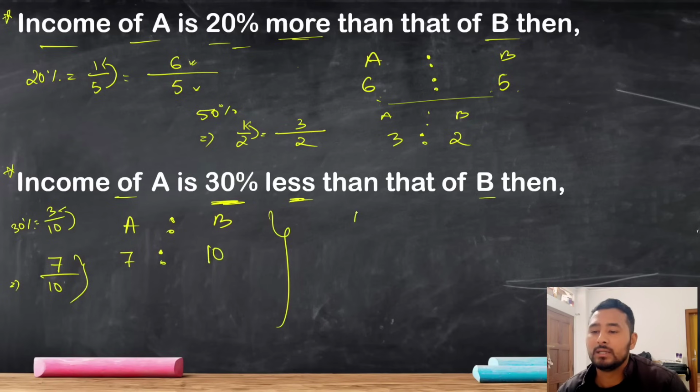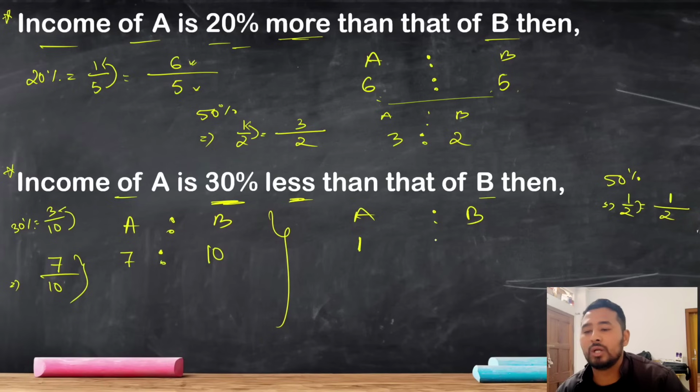If you're confused, let's take A and B. Say now let us take A is 50% less than B. Okay, 50%. You know the value of 50%, 1 by 2. So 2 will come in the denominator. You will subtract, 50% less, so your minus will come 1. So A will get how much? 1. B will get 2. I hope this is clear.